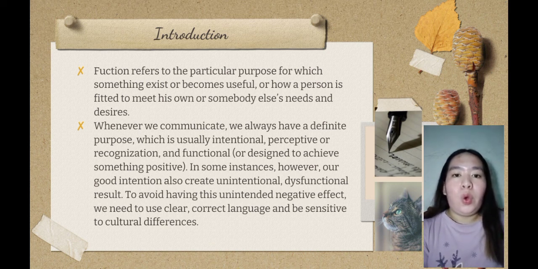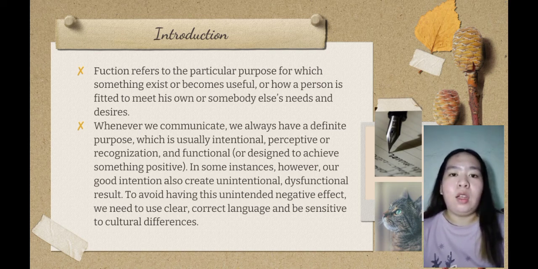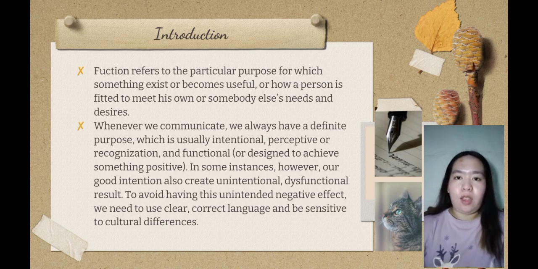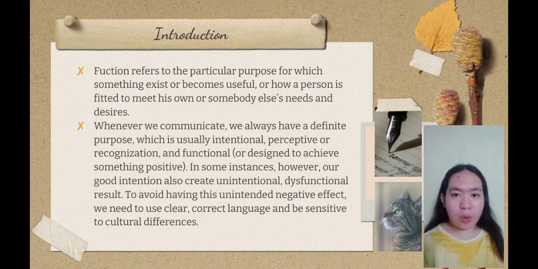Whenever we communicate, we always have a definite purpose, which is usually intentional, perceptive or recognized, and functional, or designed to achieve something positive. In some instances, however, our good intentions also create unintentional, dysfunctional results. To avoid having this unintended negative effect, we need to use clear, correct language and be sensitive to cultural differences. Simply said, whenever we communicate, we have a definite purpose, such as to inform, persuade, or to argue.